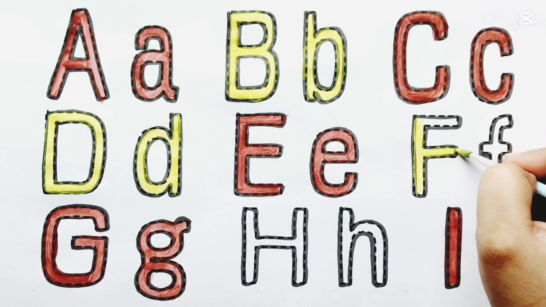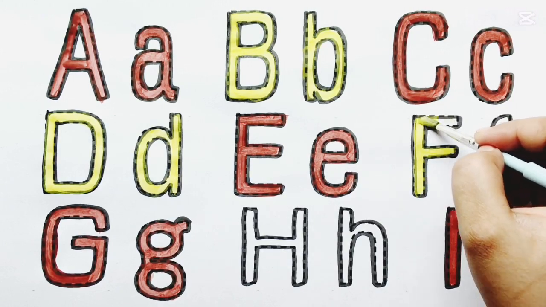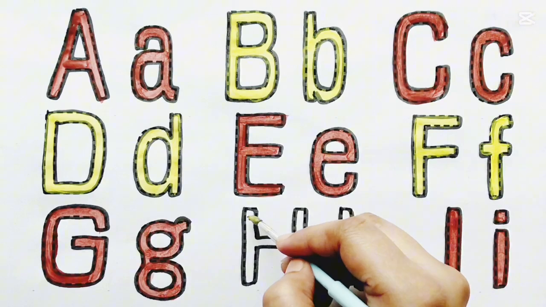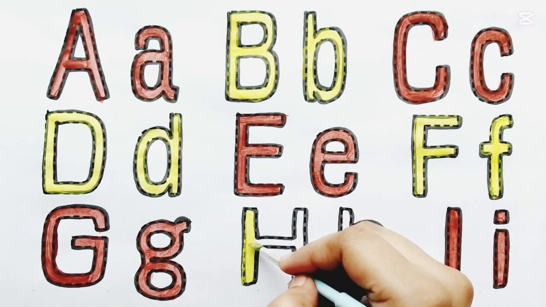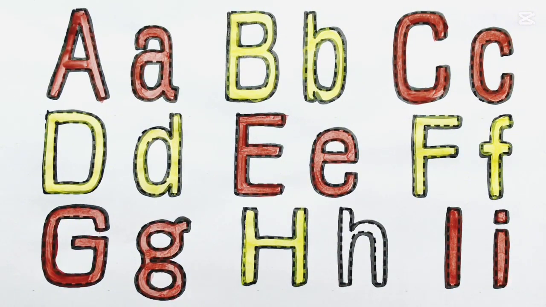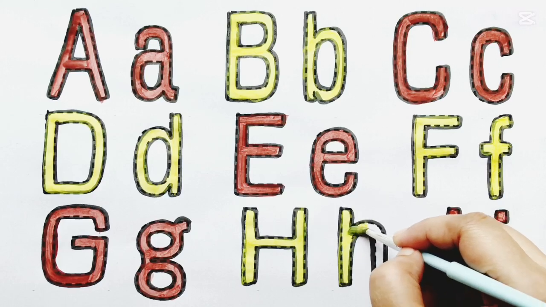F for fish. Small letter F for frog. H for house. H for horse.